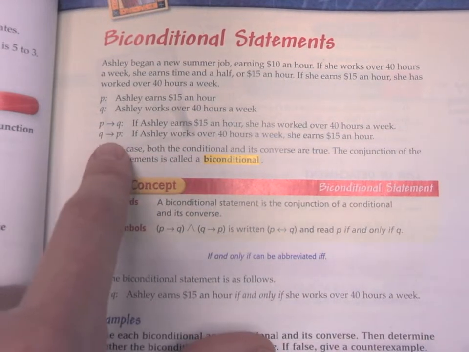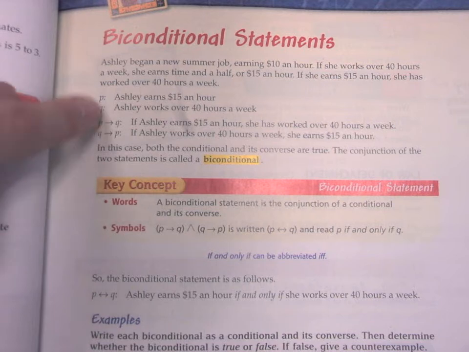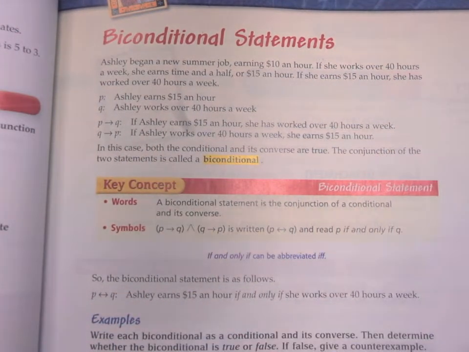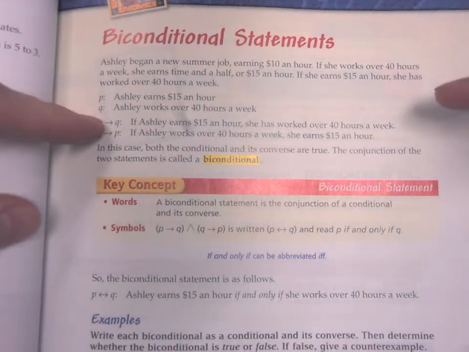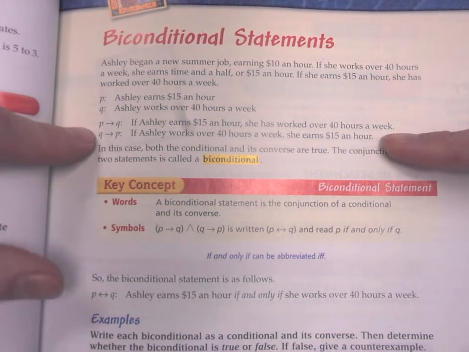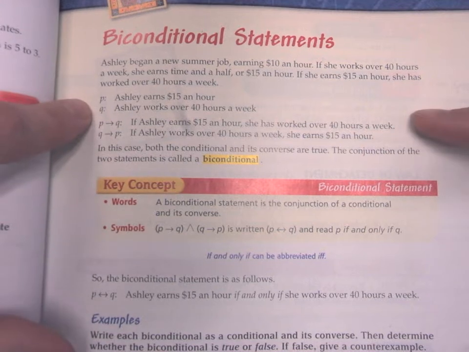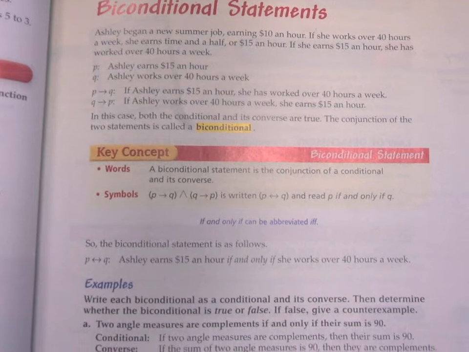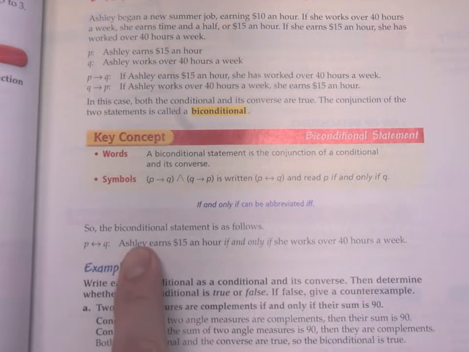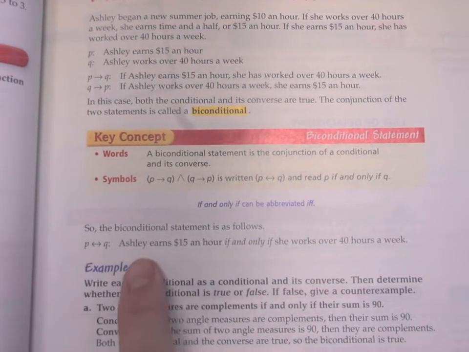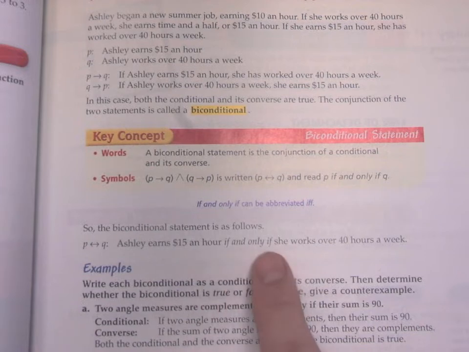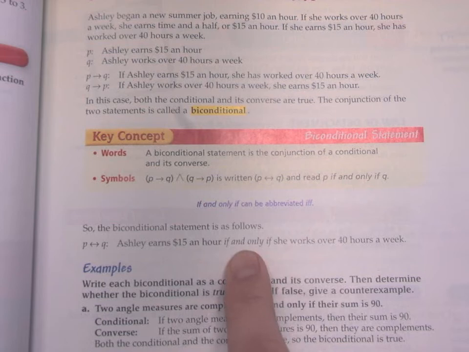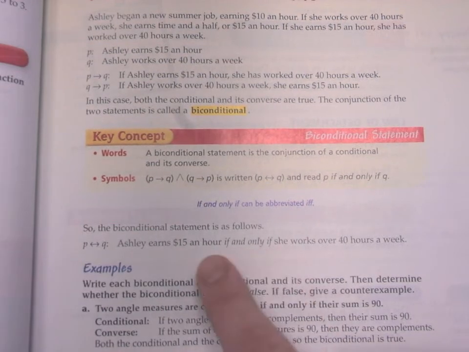The converse of that statement is just the opposite direction: if Ashley works over 40 hours a week, then she earns $15 an hour. When a statement is true, its converse isn't necessarily true. But if they are both true at the same time, you can put them together into what's called a biconditional statement. Here's an example of the biconditional. Notice the arrow is going in both directions. Ashley earns $15 an hour if and only if she works over 40 hours a week. So this if and only if is basically an arrow that goes in both directions.